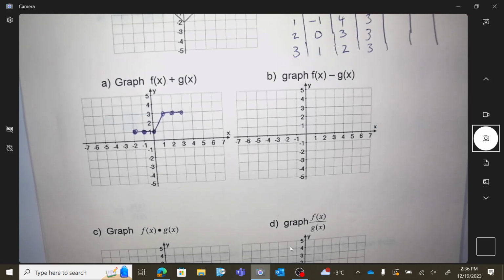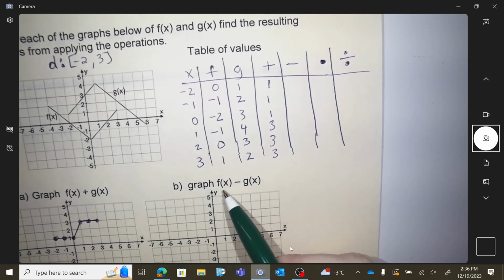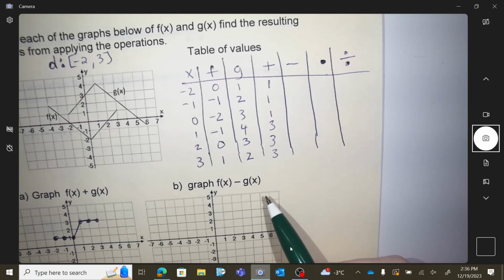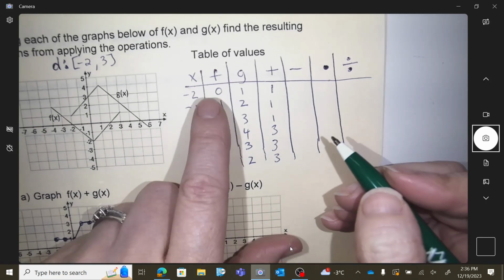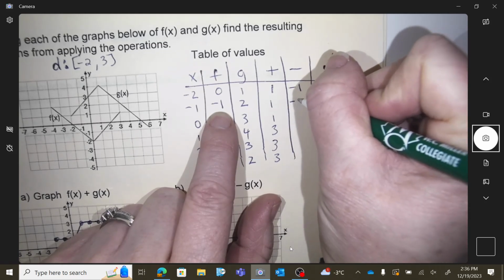Okay, so that's the graph. So the next one, please pay attention. This has an order. The F, subtract the G. You have to make sure that goes in an order. So, subtracting.